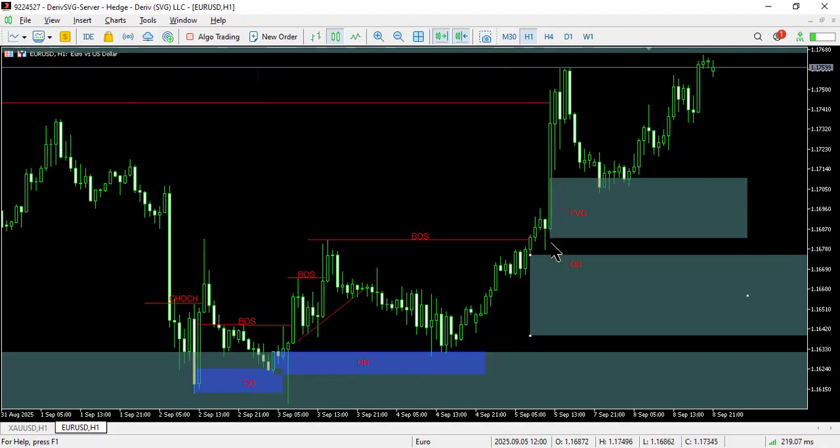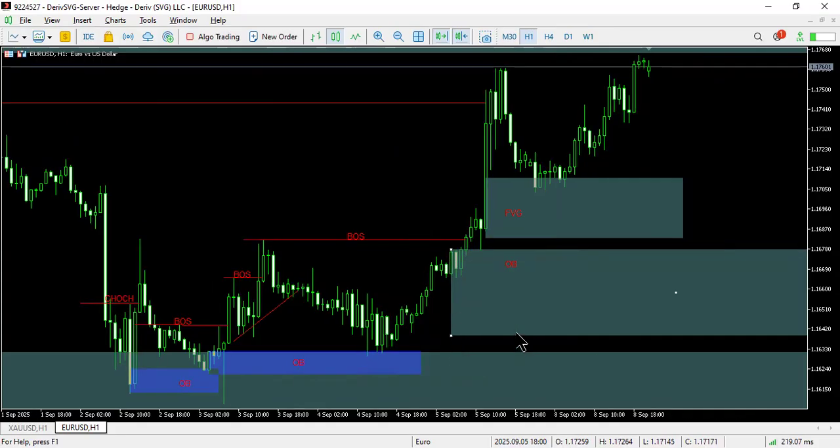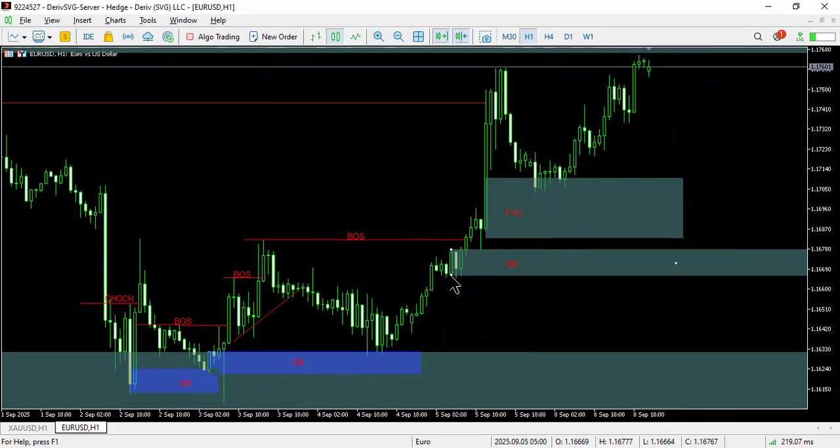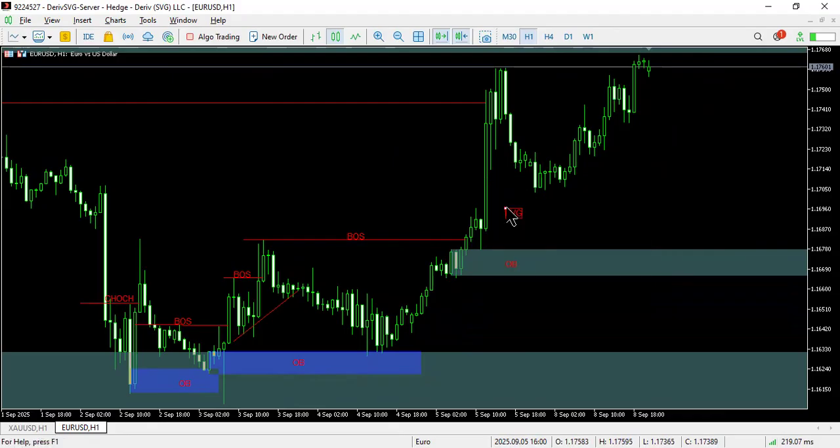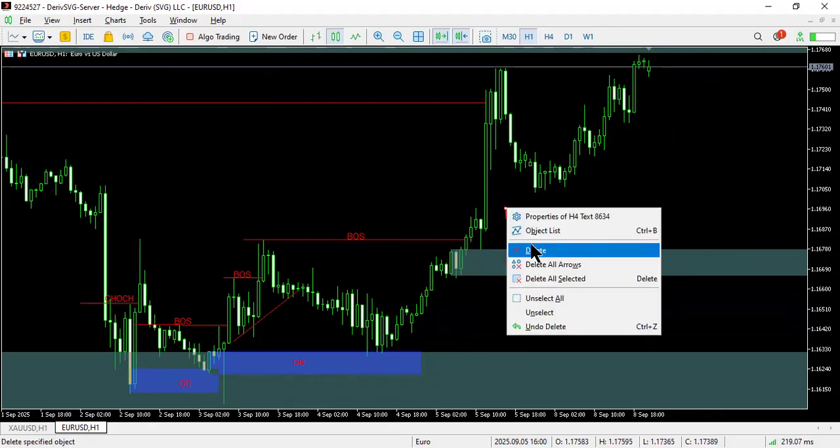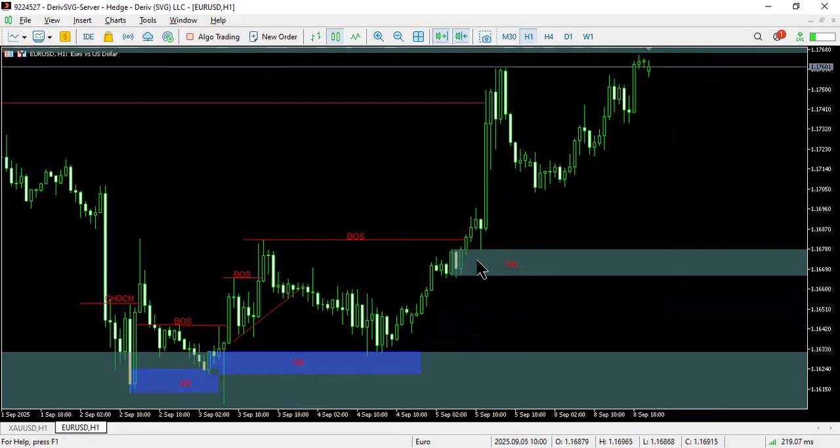That is the break of structure. And then that is the order block, which caused the break of structure, which price came back to tap in. By the time price tapped in this order block, I was not watching.